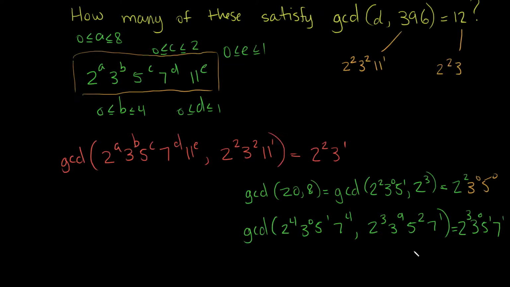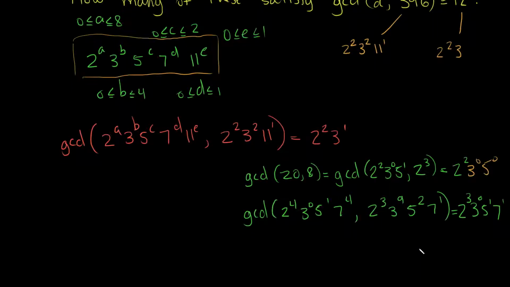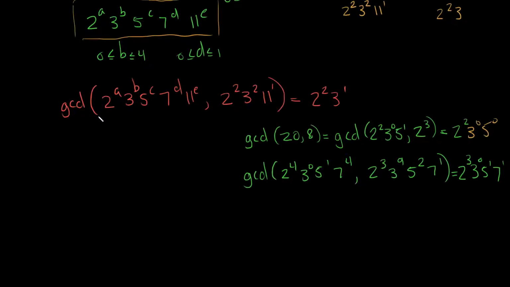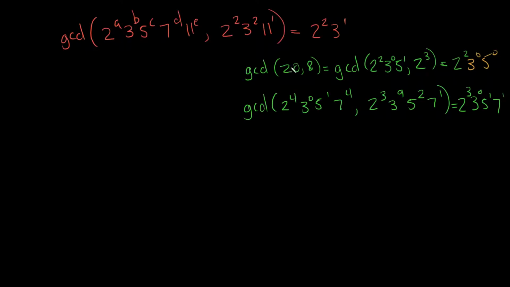So maybe now you're seeing where I'm going with this. Because if we need this GCD of this big multiplication of exponents, 2 to the a, 3 to the b, 5 to the c, 7 to the d, 11 to the e, to equal very specifically after GCD'd with 2 squared, 3 squared, 11 to the 1, 2 squared times 3 to the 1, we have some properties that we're going to need to satisfy, some constraints.